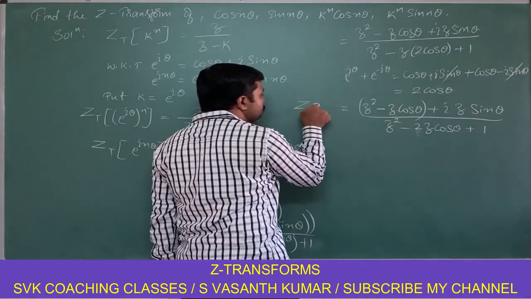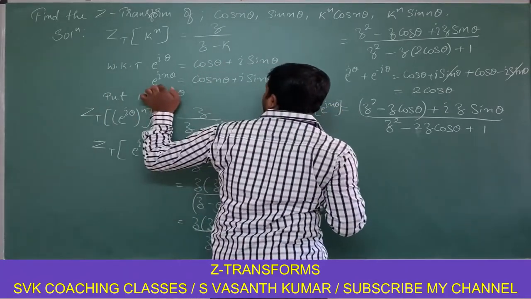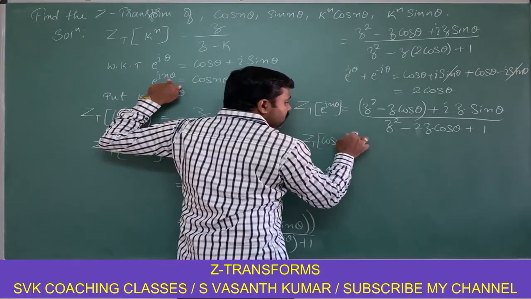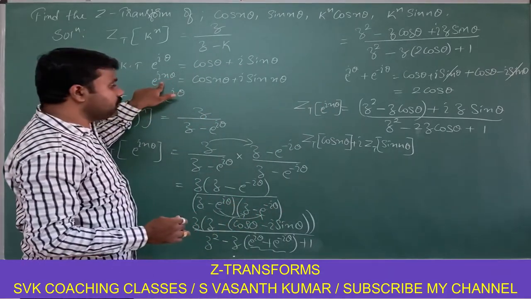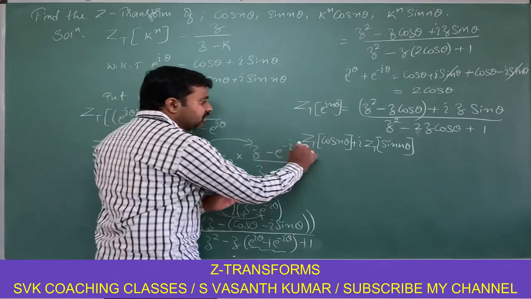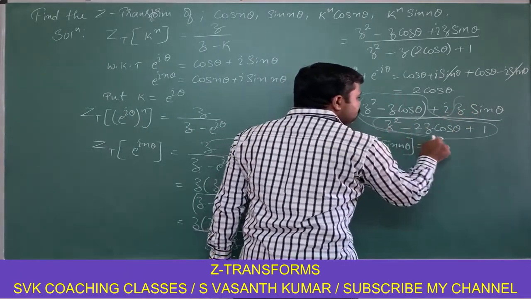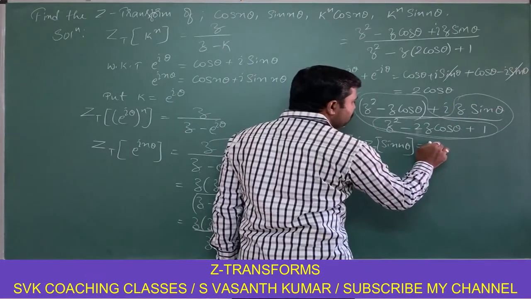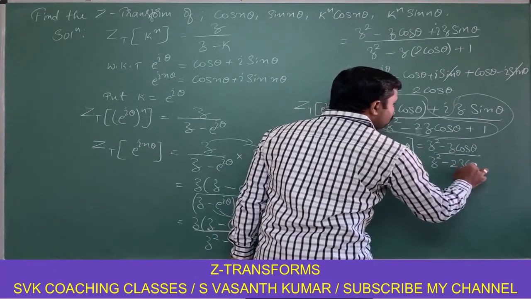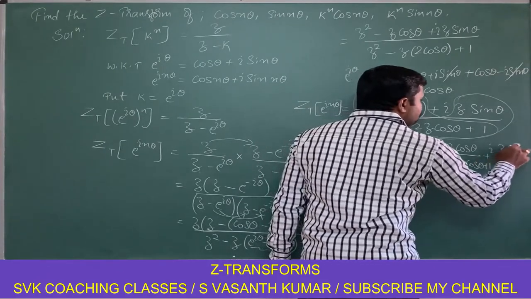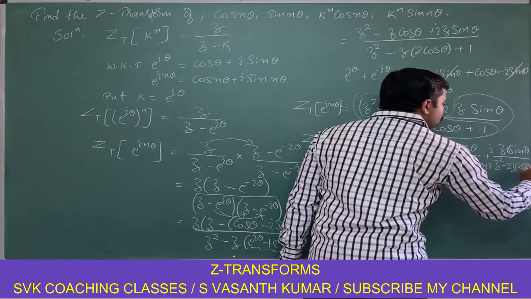So this is nothing but the Z transform of e power i n theta. I have told you the Z transform of e power i n theta. Expanding that, it is the Z transform of cos n theta plus i into the Z transform of sin n theta. I have just applied the definition of e power i n theta as cos n theta plus i sin n theta, and splitting the Z transform, this is the real part and this is the imaginary part. So separating real and imaginary parts, we get z square minus z cos theta divided by z square minus 2z cos theta plus 1. Similarly, plus i z sin theta divided by z square minus 2z cos theta plus 1.